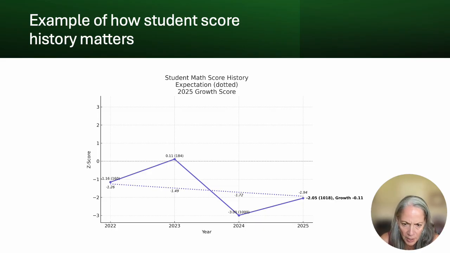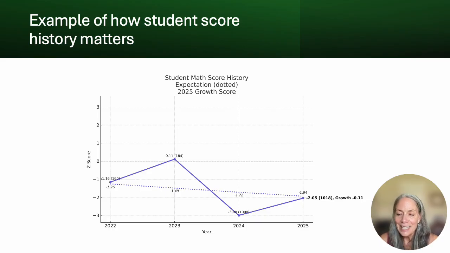So they dropped all the way down to almost a negative 3. They got 1,000 on the Atlas, which is the floor of the Atlas in 3rd grade. So they were actually expected to get a higher score than that because of how they had been performing. But when you take into consideration all 3 years and you look at this student, in 2025, they had a negative Z of 2.05. They needed to get to a negative 1.94 Z-score.